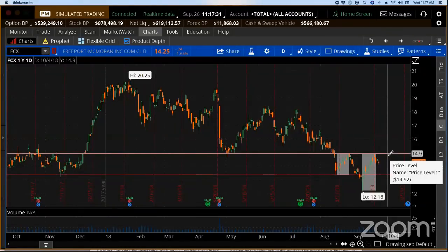Also, Freeport has a lot of copper. So take a look at copper. It's /HG.